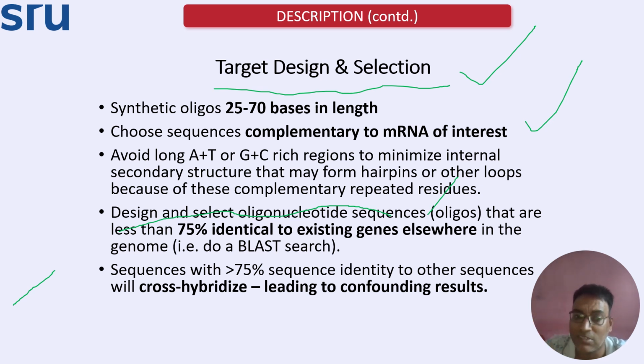For this, a BLAST search is very important, because sequences with greater than 75% identity will be cross-hybridizing here and there, and this will lead to confounding results. The results will be very disturbing. We cannot analyze them. There will be mixed results. It will be erroneous.